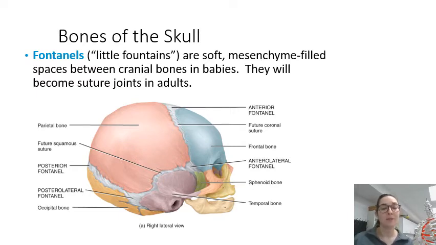So while the baby is still young, we have soft spots in the head, and those soft spots are called fontanelles. And fontanelles are just areas of connective tissue where the bones haven't fused together yet. So right here, you're looking at the skull of a baby. So you can see those little soft spots, the areas where the bones have not yet fused together, but they will as the baby gets older.